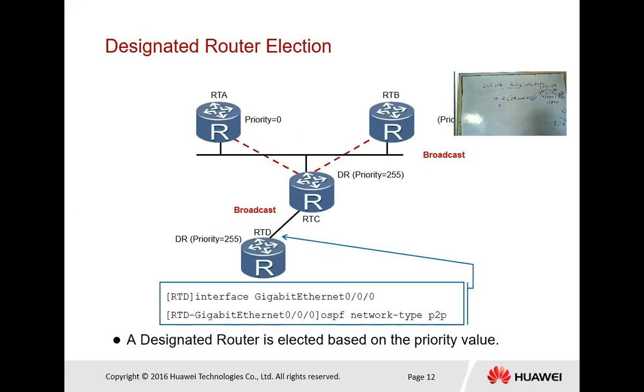So next we have designated router election. How will the designated router election happen? They first send hello packets, the hello protocol, with each other, and that carries the router ID.